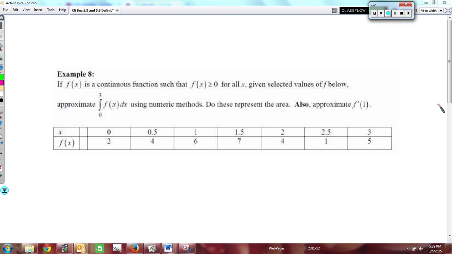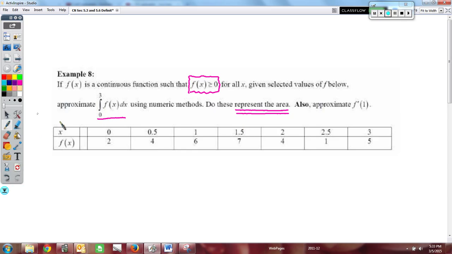Like for example here in example 8, you're given that f of x is a continuous function, where the function itself is greater than or equal to 0 for all x. And that's going to be important because they're going to ask you here to approximate a definite integral, and then they ask whether or not this represents the area. Based on the information you've been given so far, hopefully your answer to this, does this represent the area, is going to be yes. And we'll make sure that we definitely answer it before we walk away from this.